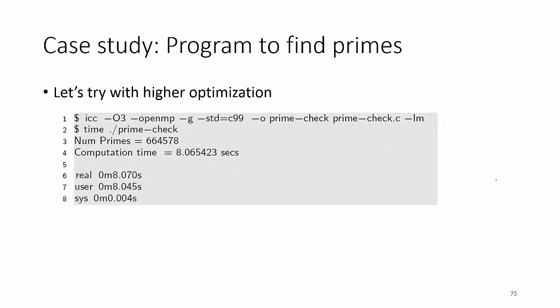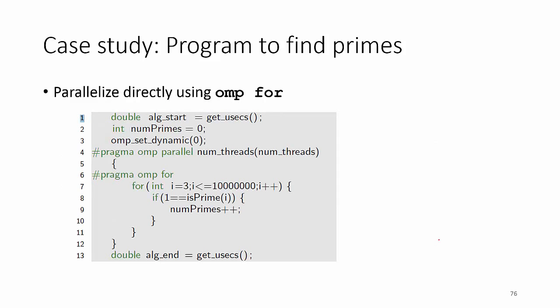So let's try what happens when we have higher optimization. We go to -O3, not much difference. It still takes a long time. So that didn't help us a lot. Okay, let's parallelize this code now. We parallelize it with this for loop here, because checking each number for being prime or not is totally independent of the other one. That should be good, simple enough.